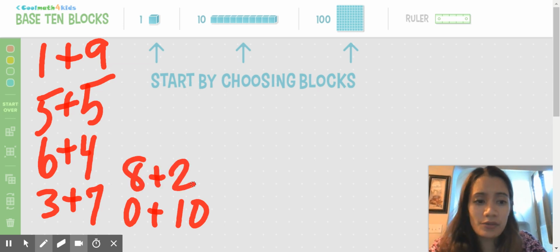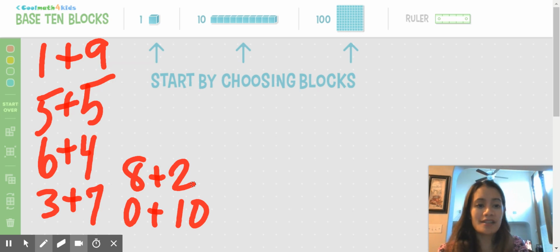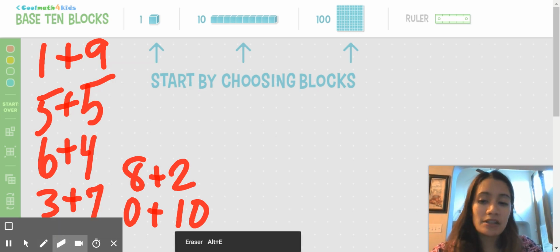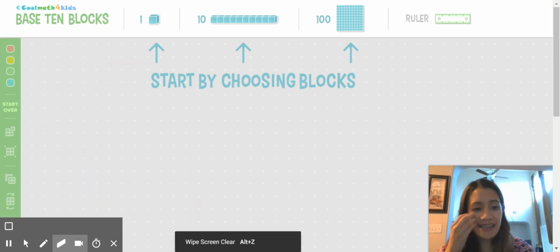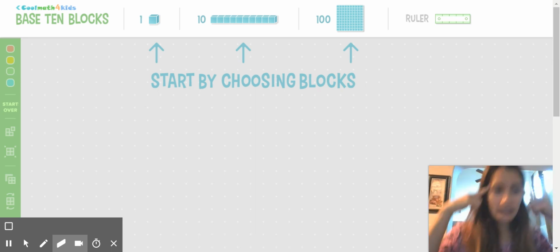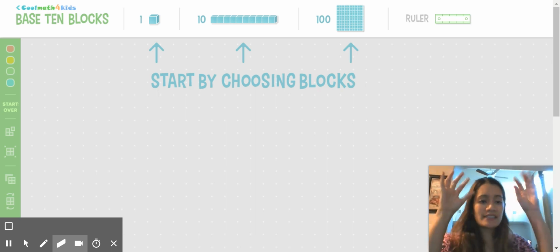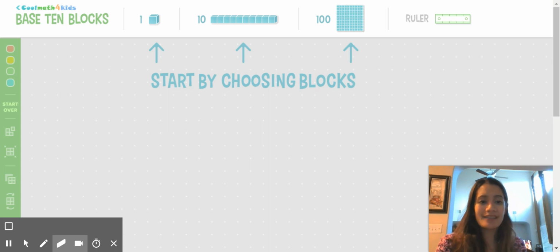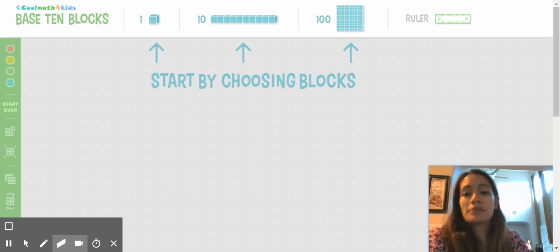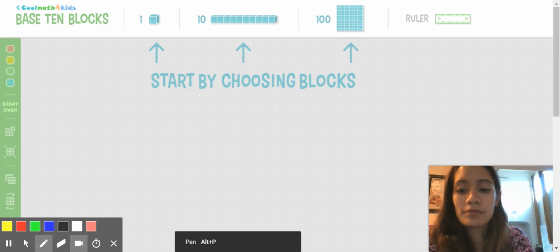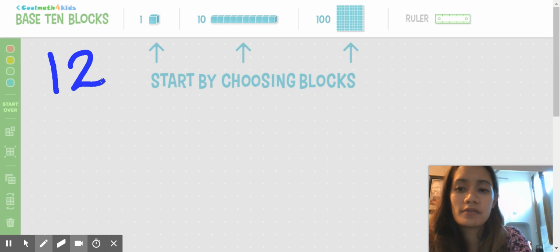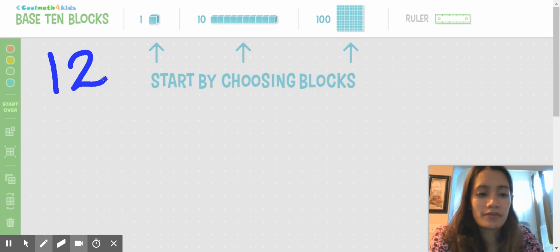So those are different ways that you can compose a number. So it's not just one way, there are different ways to do it. So if you were to take any number and you have good number sense, you can decompose, you can break down that number into different parts. So for example, let's say I wrote down the number 12.